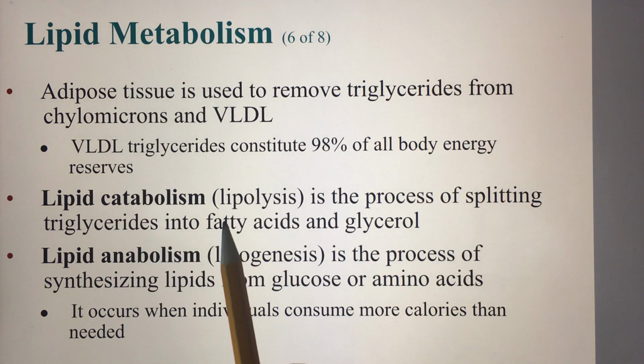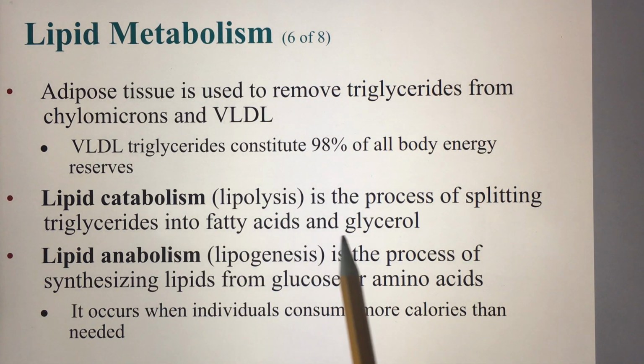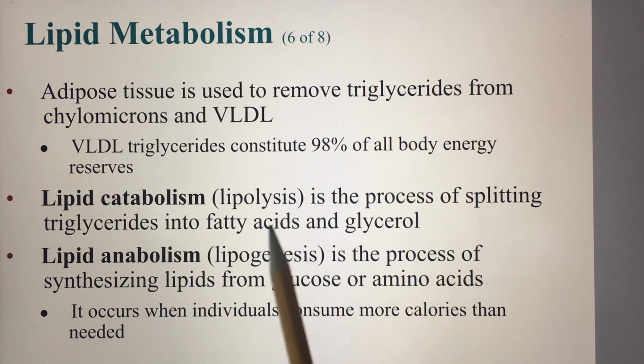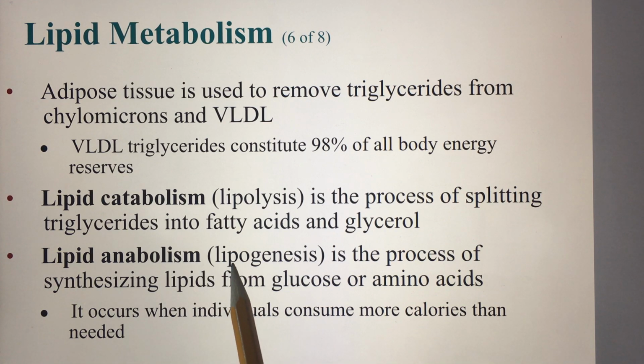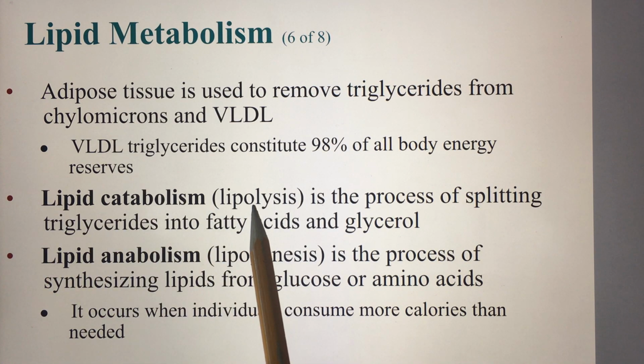Lipid catabolism is the process of splitting triglycerides into fatty acids and glycerol, the two components of the triglycerides. Lipid anabolism is the process of synthesizing lipids from glucose or amino acids. So we already saw that glucose can be made from lipids, but lipids can also be made from glucose. Creating lipids from glucose or amino acids is called lipogenesis, and splitting lipids for the production of energy or to the production of triglycerides and fatty acids is called lipolysis.